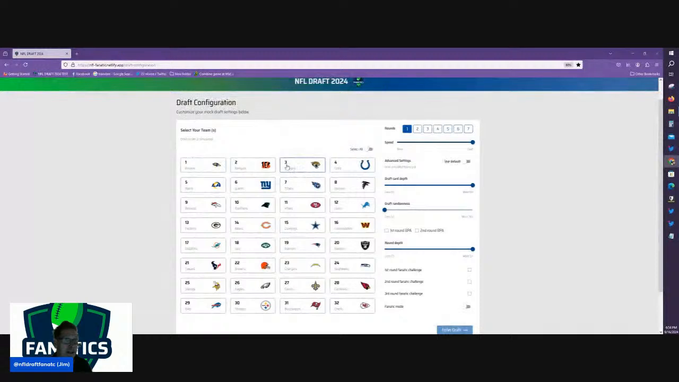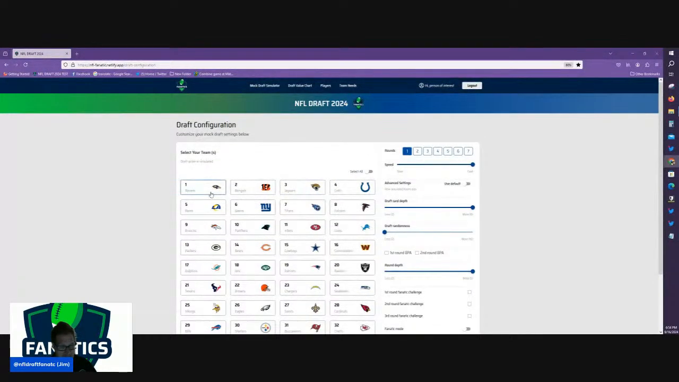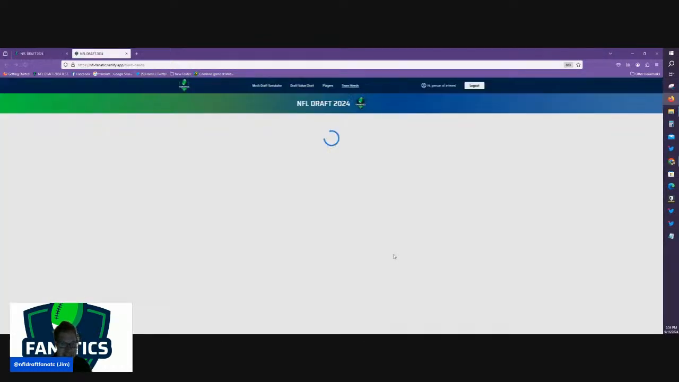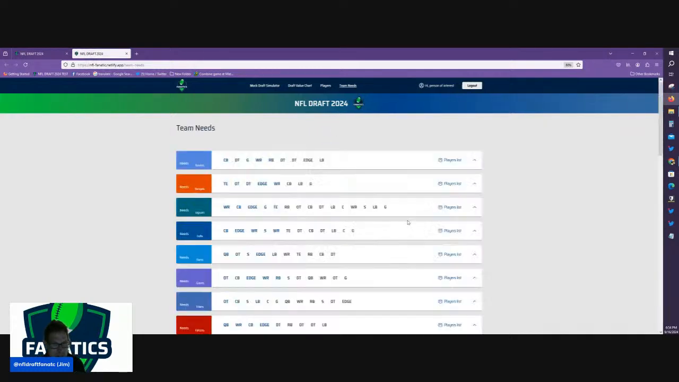Okay. And here's what I mean by that. I've already done a test with Baltimore. So Mason Graham, I believe, is sitting at the top of their draft card. But let's look at Cincinnati and Jacksonville because I haven't done anything with them yet. So I'm going to go to Team Needs. And when you go to Team Needs on this website, it shows you the team player boards.